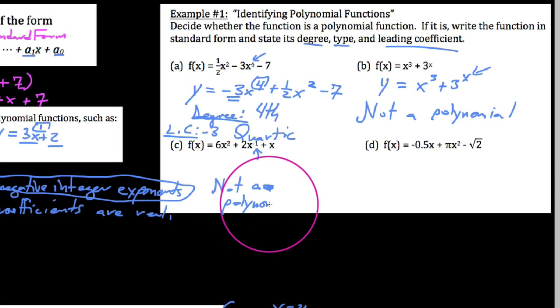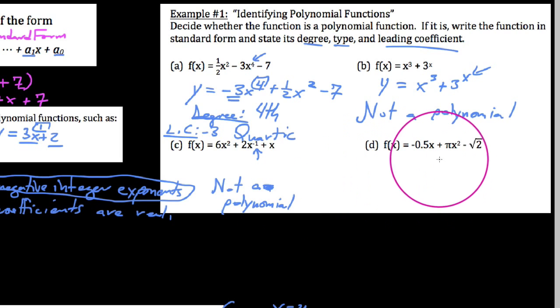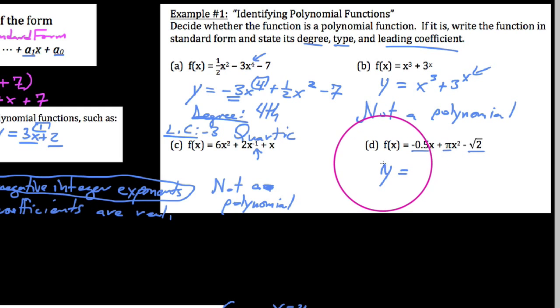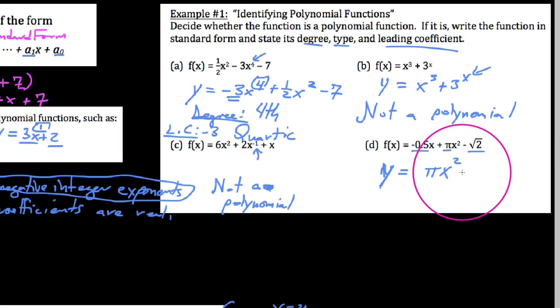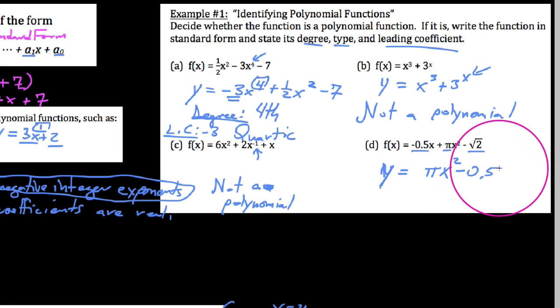And then this last one over here, is it a polynomial? Well, I noticed that all of the coefficients are real numbers: pi is a real number, square root of 2 is a real number, negative a half is a real number. And then for my exponents, the only thing we need to do is rewrite this in standard form. So y equals pi x squared goes in front because that's the x squared term, minus 1/2 x minus the square root of 2 is our constant.